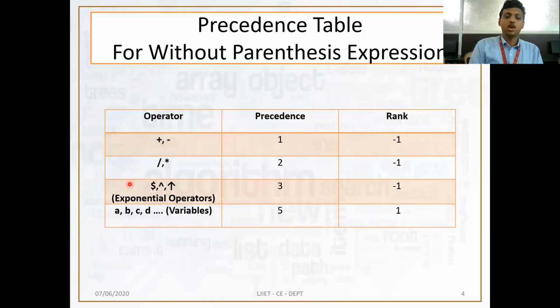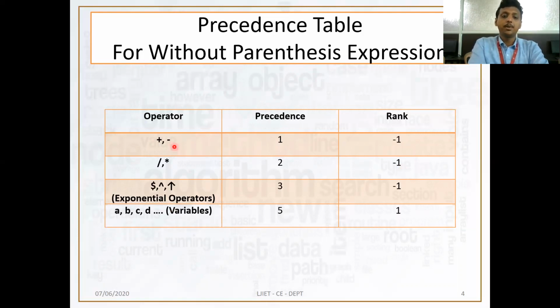All three of these operators are known as exponential operators. Okay, now the list of operators, precedence and rank. Why are we using rank? Rank shows the expression's level, or the balancing level of the expression. Each and every expression is balanced only if its rank is 1. So ideally the rank should be 1.